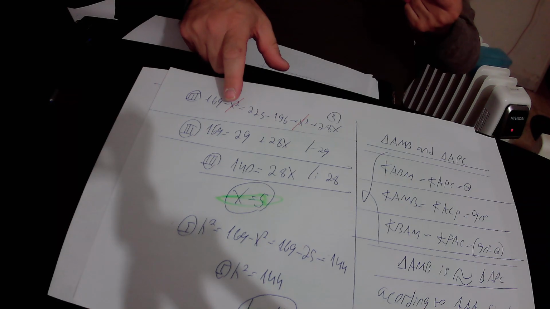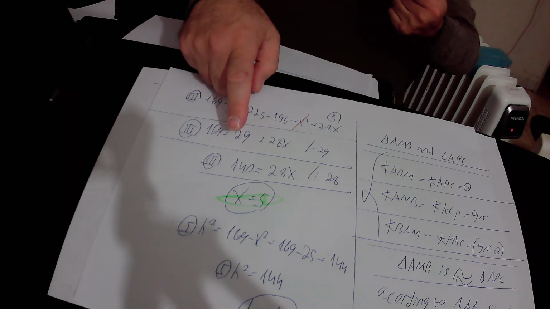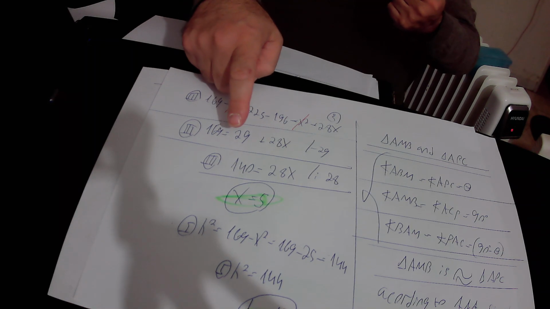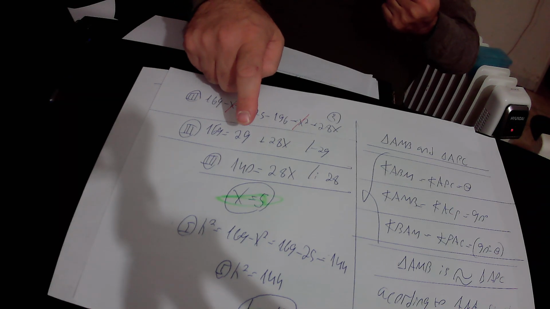We subtracted 29 from equation number 3 and found out finally that 169 minus 29 is 140, which equals 28X. Here we divided this equation by 28 and finally found out that X equals 140 over 28, which is 5.